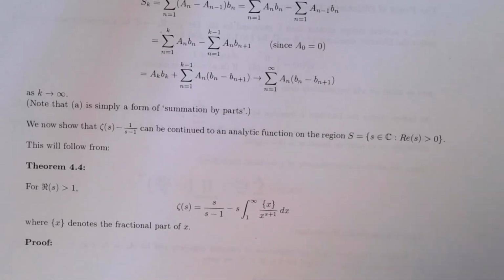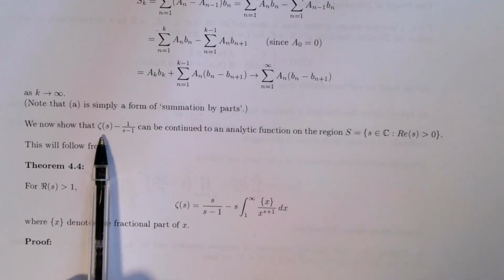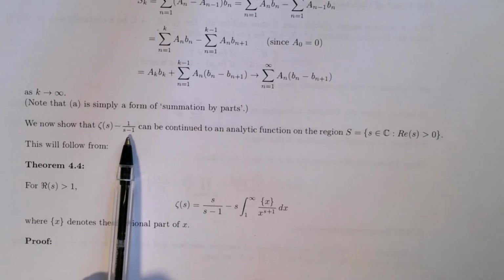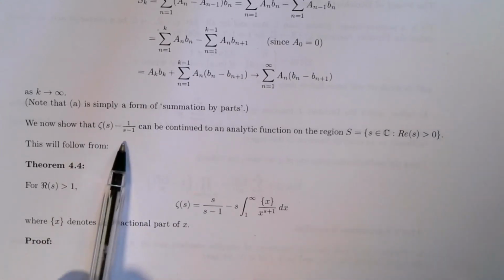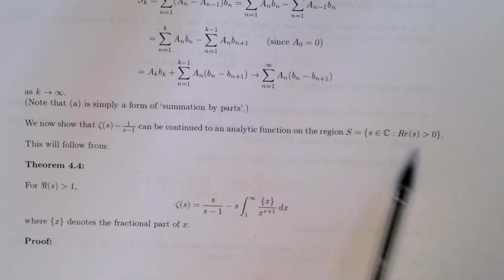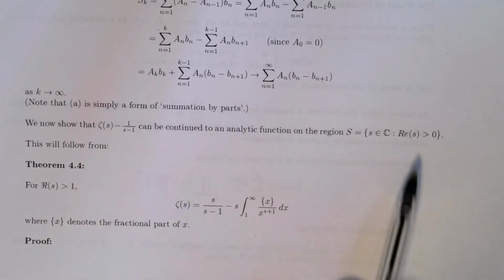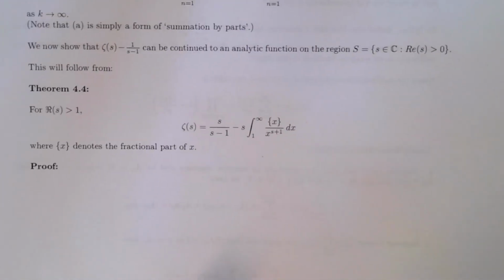Now, in fact, we'll see later, of course, that if you take this function zeta(s) and you construct its Laurent series about s equals 1, then this turns out to be just the principal part. But we'll look at that again in the next chapter, but we're just going to show at the moment that this function can be continued to an analytic function on this region. And to do that, we're going to have to find a formula for this that is valid for real part of s bigger than 0. And that's going to be given by Theorem 4.4.